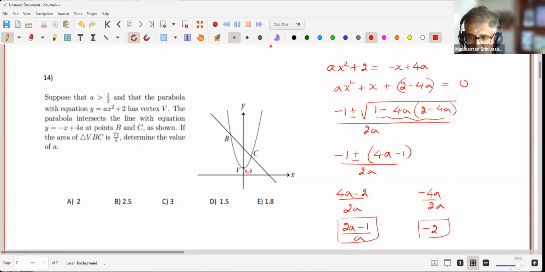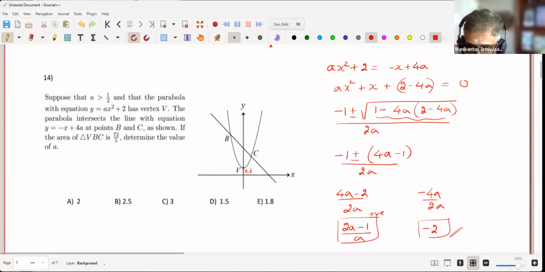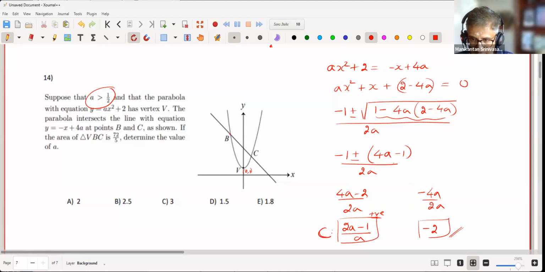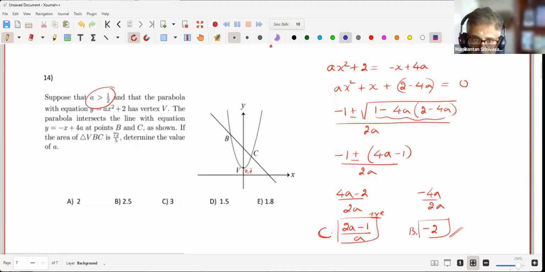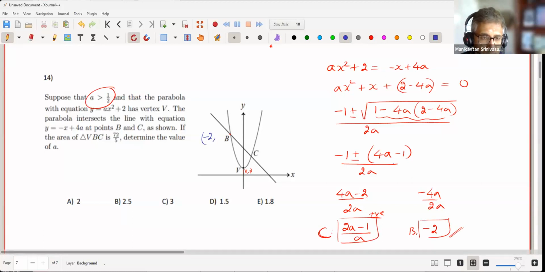So clearly minus 2, that root is very visible. And 2a minus 1 by a is a positive number, right? How do I know this is positive? Because a is given to be greater than half. So this corresponds to the point C, the intersection point, and this corresponds to the point B. Okay, so B is the point which is minus 2, comma, whatever the value at minus 2 is.